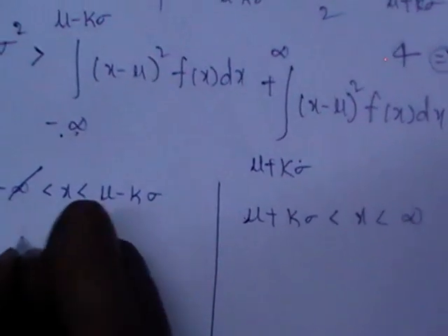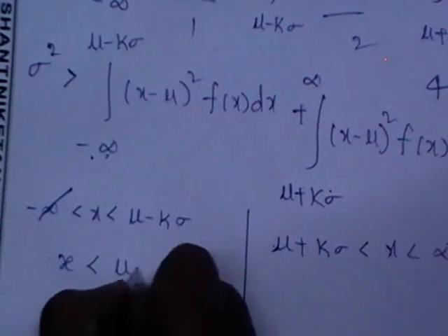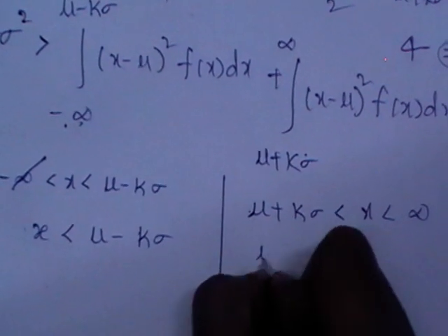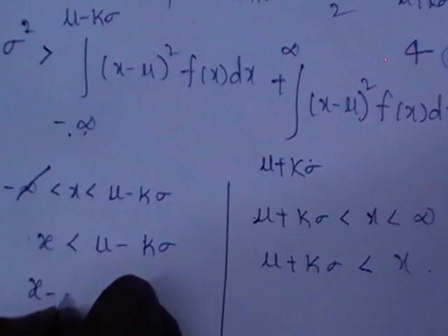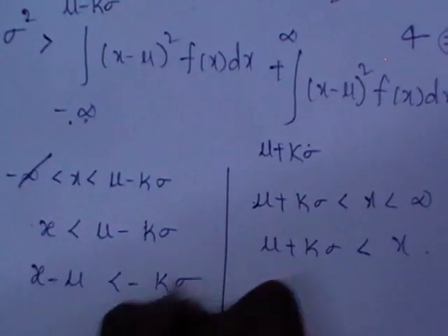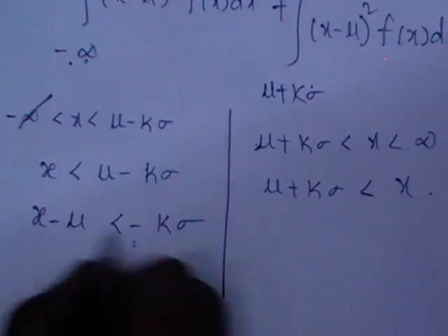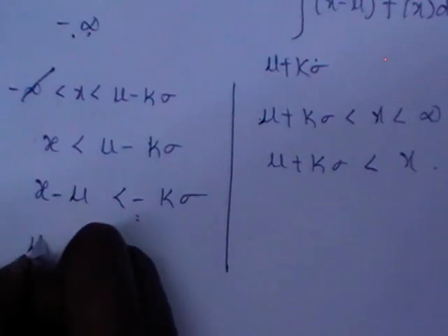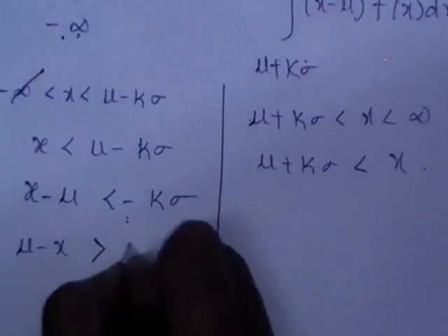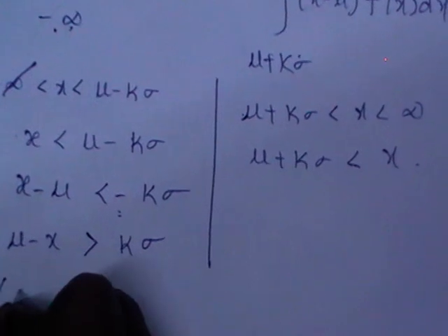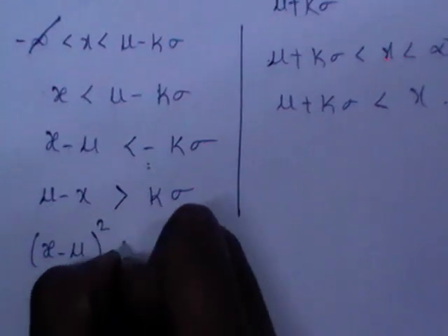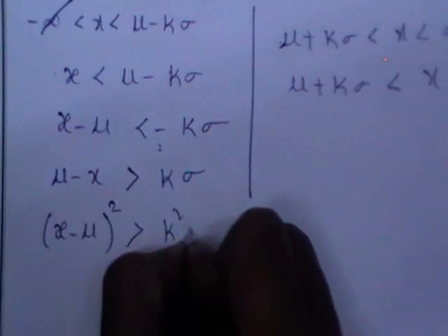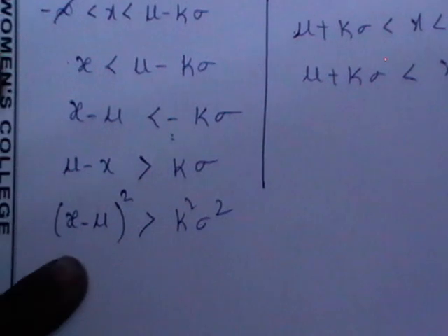So if we skip the infinity, we can write that as x less than mu minus k sigma, and mu plus k sigma less than x. So the first becomes x minus mu less than minus k sigma. You have a minus here; if you multiply both sides by minus, it becomes mu minus x greater than k sigma, the less than becomes greater than. If I square both sides, mu minus x squared is the same as x minus mu squared, greater than k square sigma square. By using the limits, I got x minus mu whole square is greater than k square sigma square.